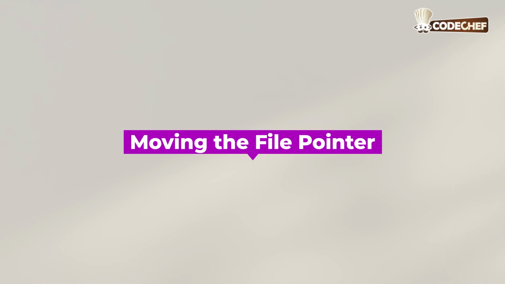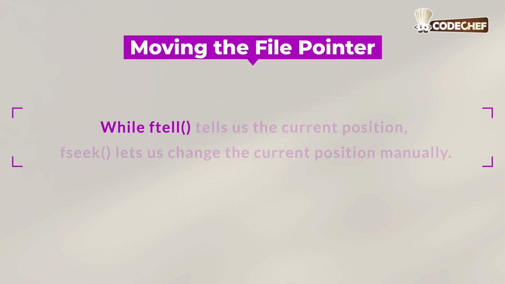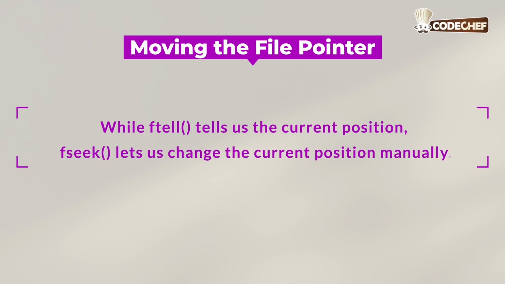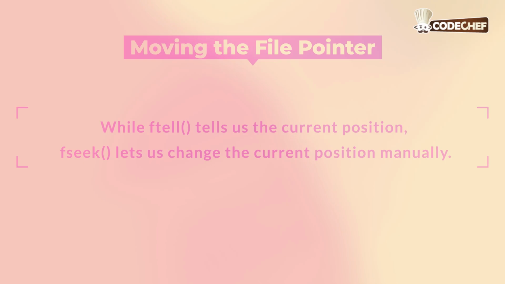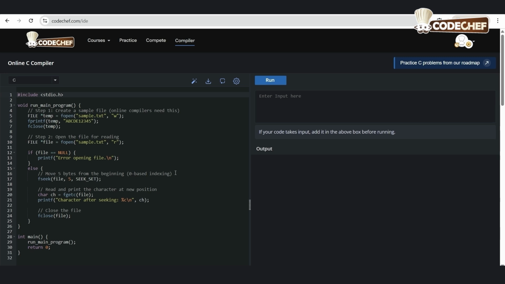Moving the file pointer. Now let's move on to another very powerful file handling function called fseek. While ftell tells us the current position, fseek lets us change the current position manually. Now let's look at an example where we'll open a file named sample.txt. We move the file pointer 5 bytes from the beginning, and we'll read the next character at that position and print that character. So we start with our standard input-output library.